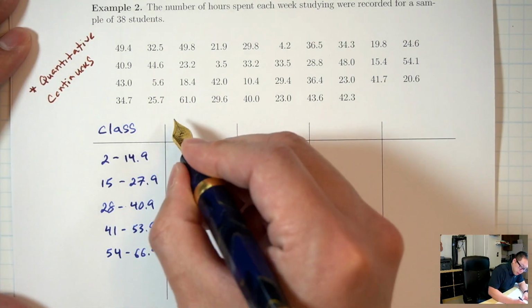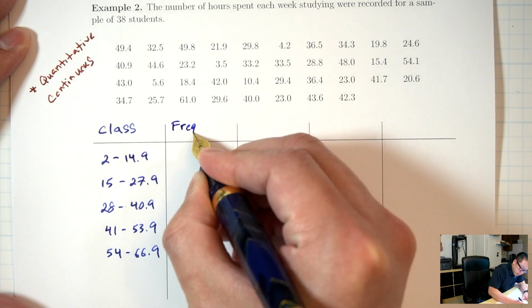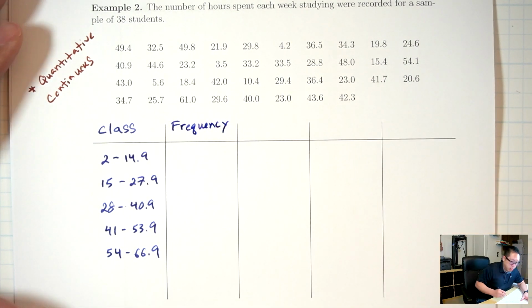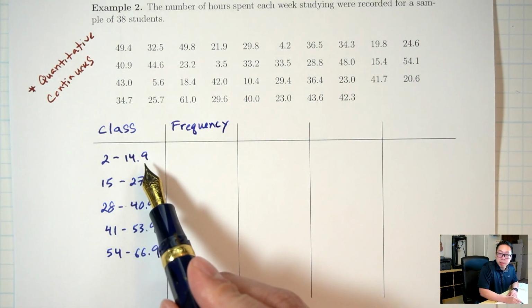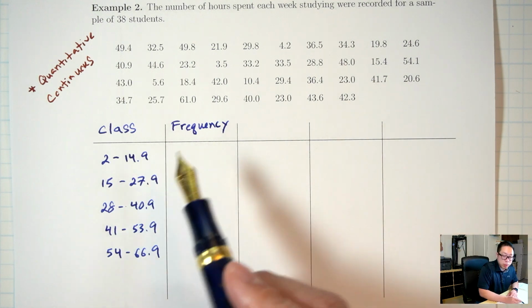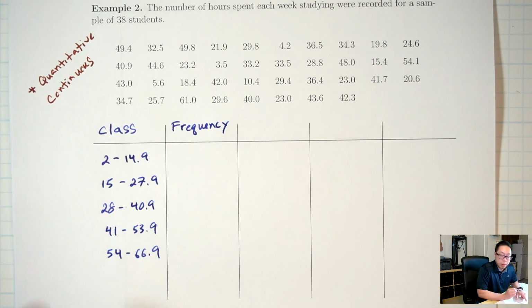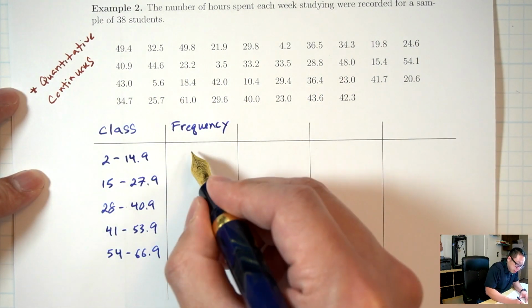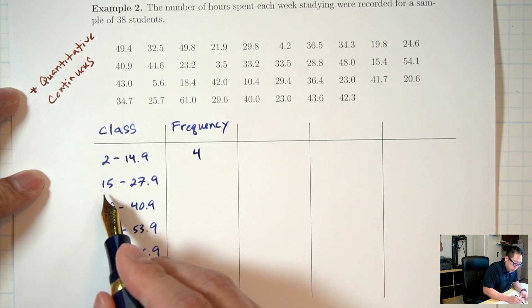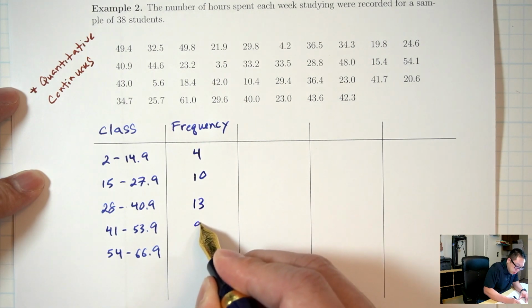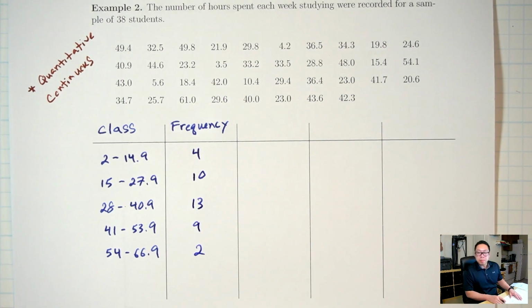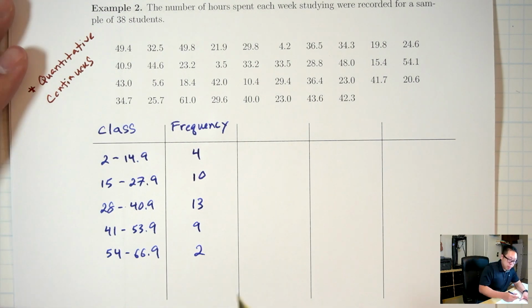Okay, so frequency. Frequency is just going to count how many data values are between 2 and 14.9, inclusive. So if you have 14.9, it goes here. So between 2 and 14.9, I'm just going to tell you, if you count, there should be 4. Between 15 and 27.9, there should be 10, 13, 9, and 2. Okay? So just trust me on that I counted correctly. That's frequency. Next up is relative frequency.